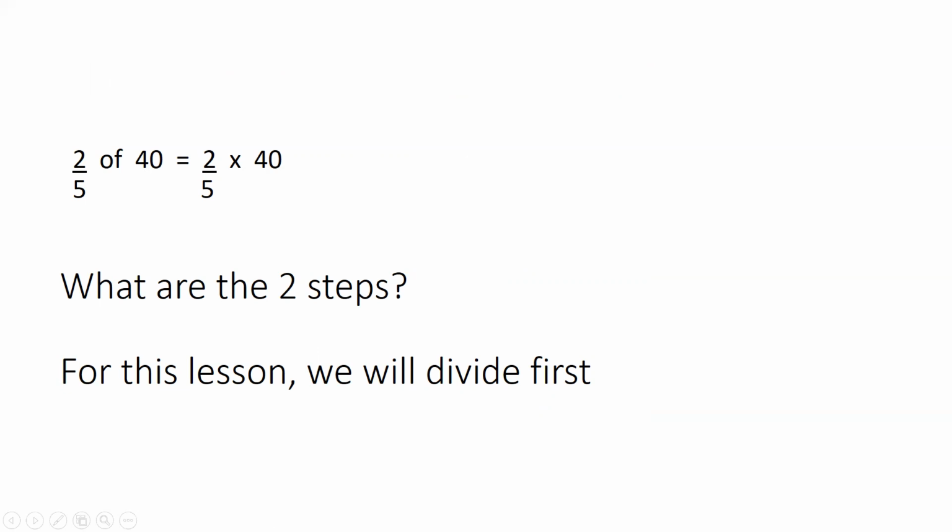There we go. Our question is 2/5 of 40, which is 2/5 times 40. The question you want to ask yourself, what are the 2 steps? Well, we're going to multiply by 2 and divide by 5. For this lesson, we will divide first. Why? Because 5 is a factor of 40. So 40 divided by 5 is 8. And we're going to put a 1 under here because 5 divided by 5 is 1. Finally, we multiply. 2 times 8 is 16. And we're finished.